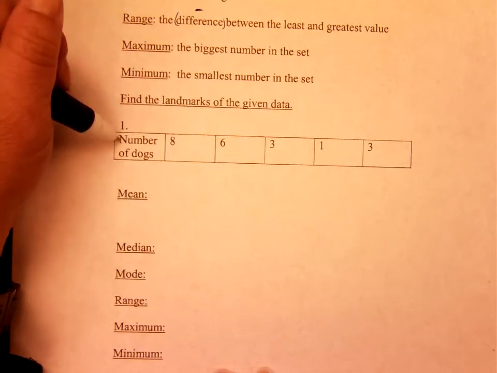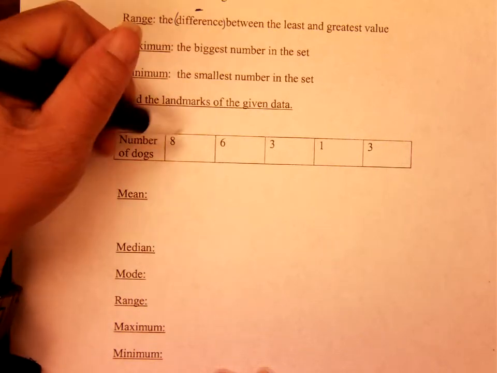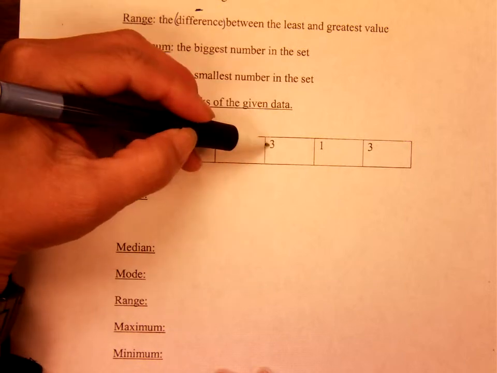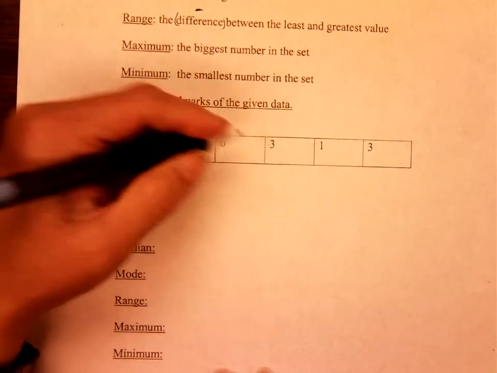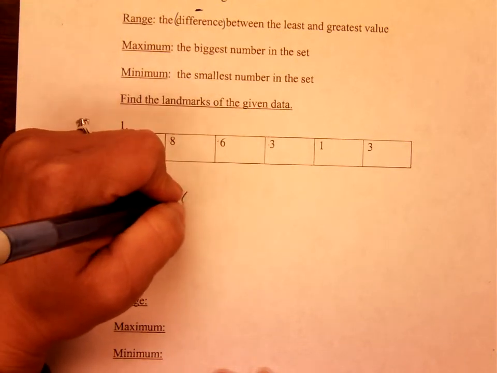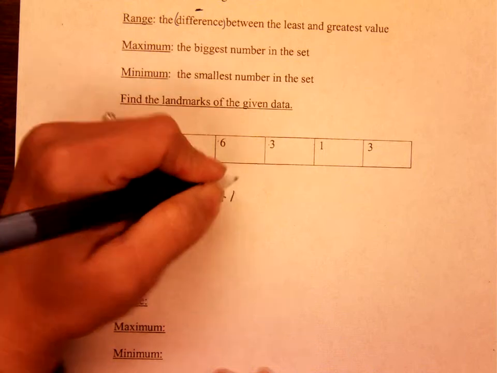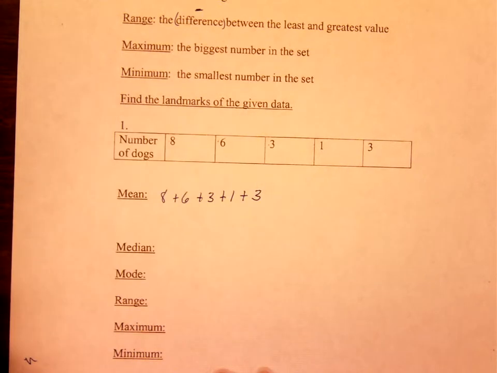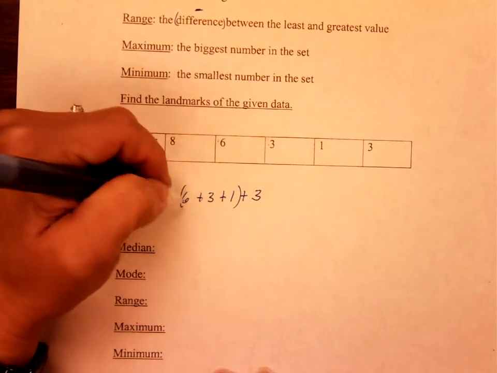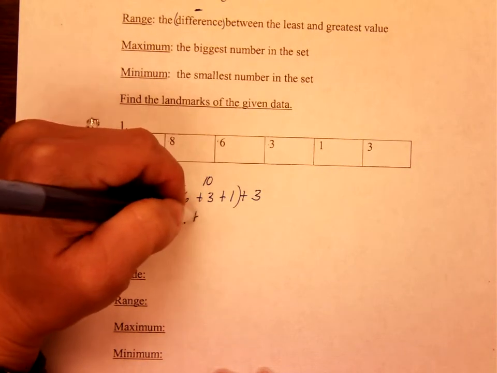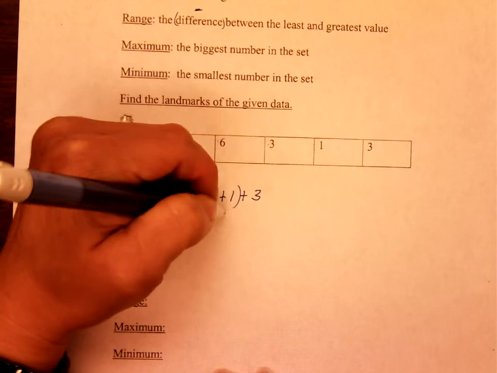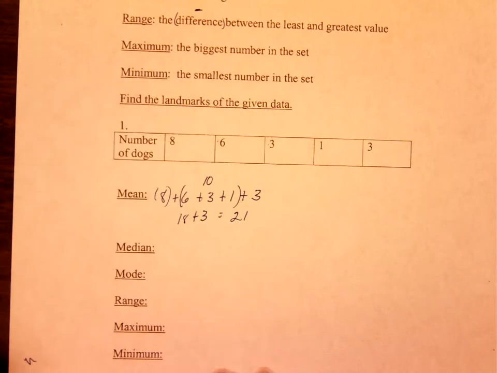So example is number of dogs. Some people have 8 dogs, someone has 6 dogs, someone has 3 dogs, 1 dog, and 3 dogs. Mean. To find the mean, you add up all these numbers. So you have to add up 8 plus 6 plus 3 plus 1 plus 3. Well, this here is 10, plus 8 is 18, plus 3, 19, 20, 21, equals 21.